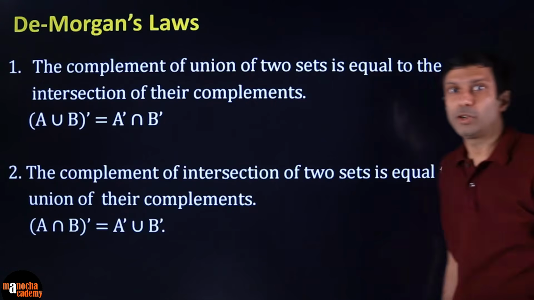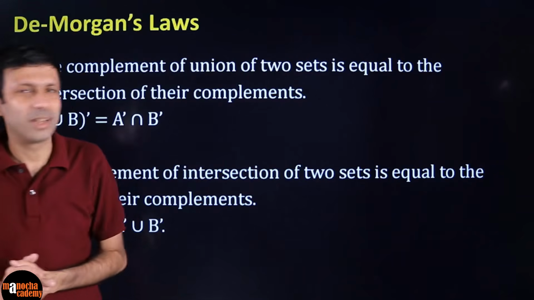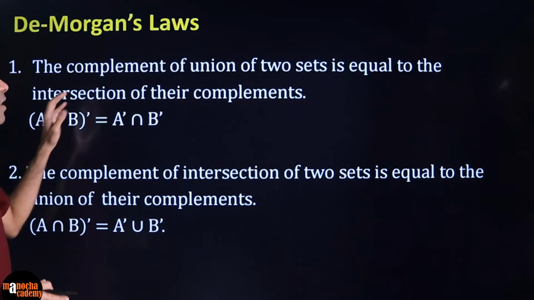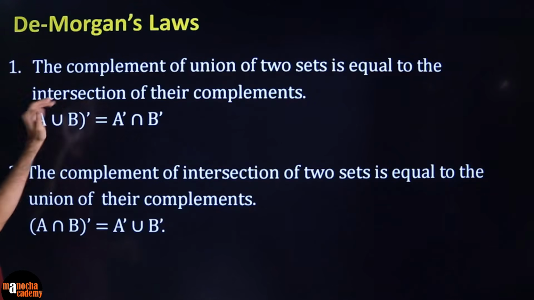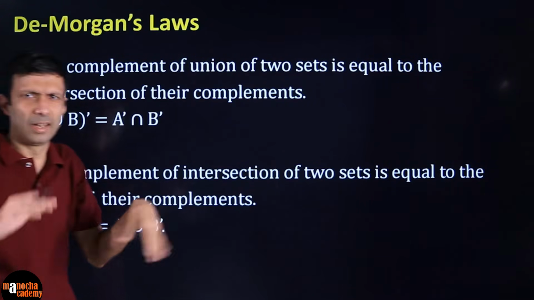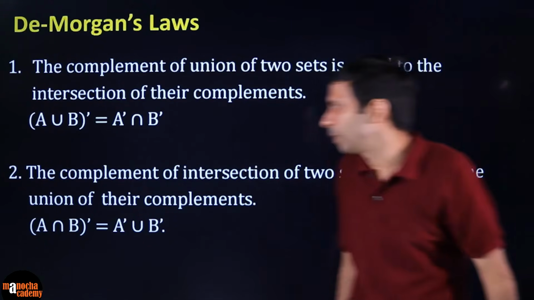Now let's talk about De Morgan laws. These are my favorite. It's a very, very interesting law. What does De Morgan's law say? The complement of union of two sets is equal to the intersection of their complements. Looks complicated, but I'm going to make it very easy for you. So what does this law basically say?